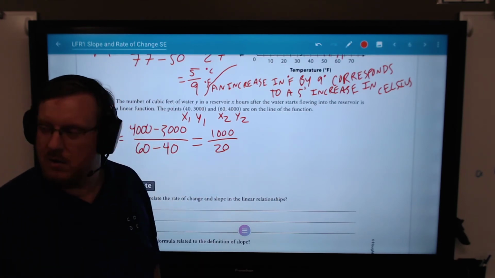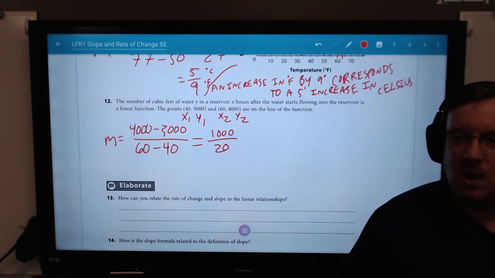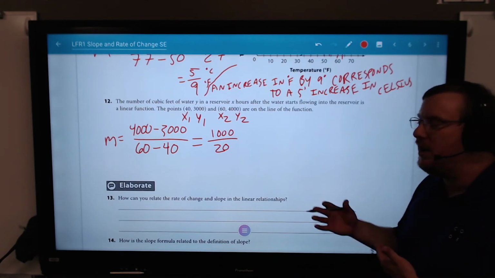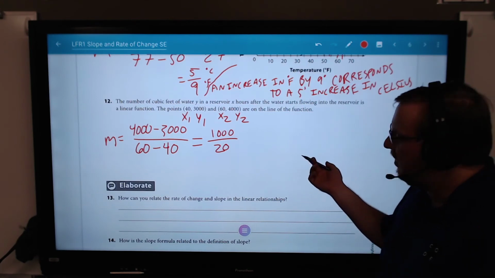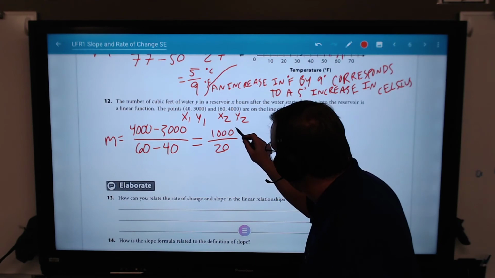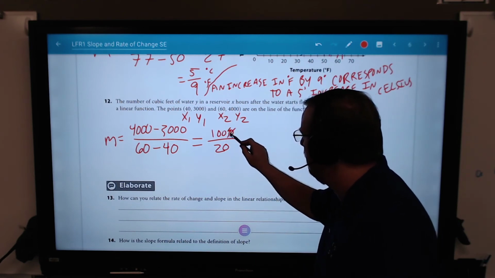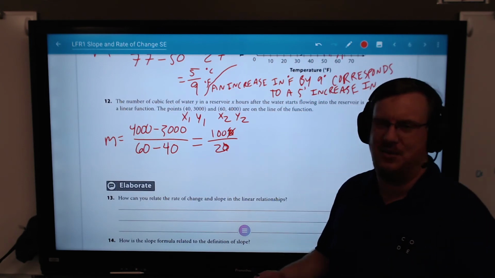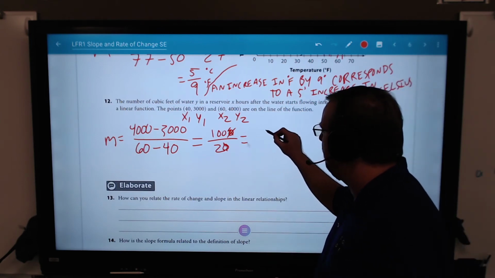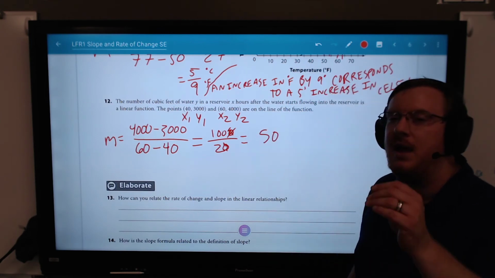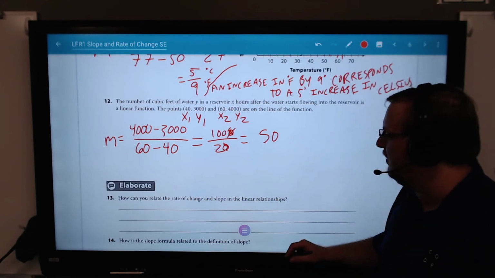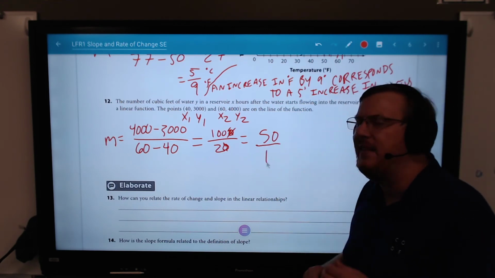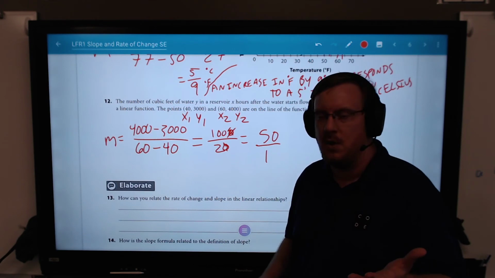You're saying, ooh, how am I going to simplify this? Well, here's a nice trick for you. You can at least divide everything by 10, right? So let's do that. Divide this by 10, I get 100. Divide this by 10, I get 2. Now I've got 100 over 2. I can do that, right? 50. Now, think about it like this. I'm going to put 50 over 1. And that's going to help us with our interpretation.